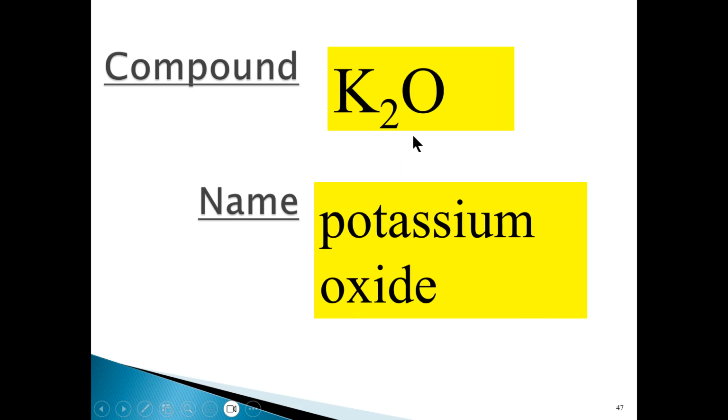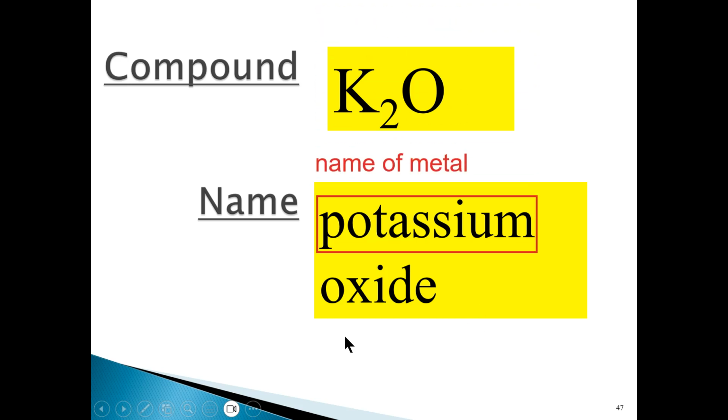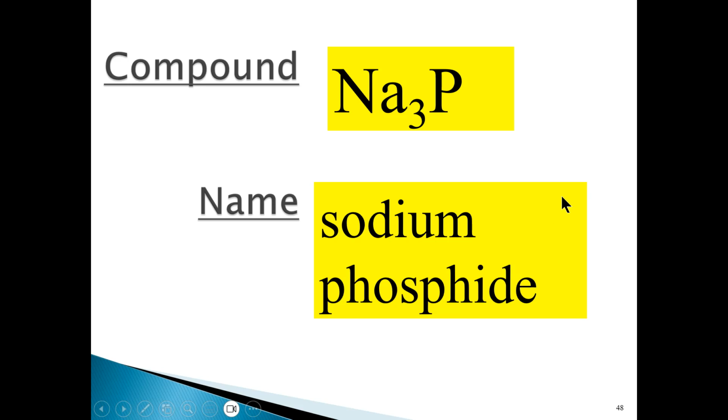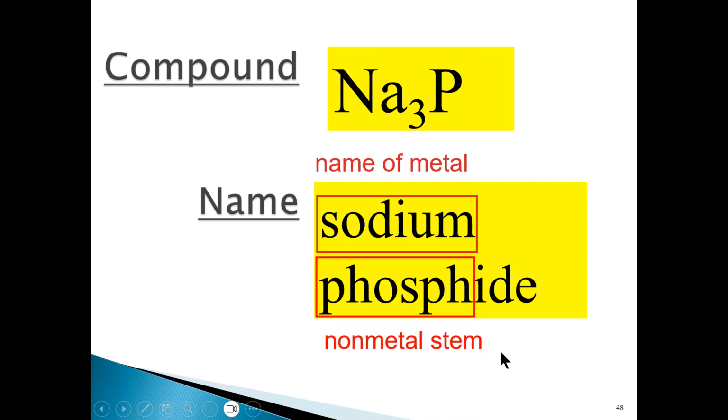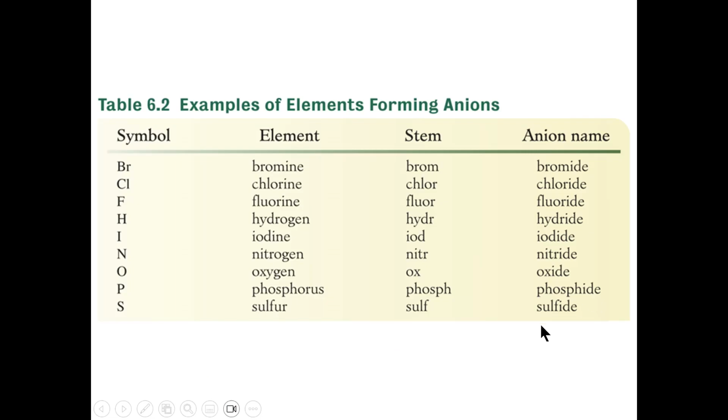Another example here, K2O. The name of the metal first, which is potassium, followed by the stem of the name of the nonmetal, which is oxygen, so we use ox as a stem, and then it ends with IDE. Here's another one, Na3P. The name of the metal first, which is sodium, then the stem of the name of the nonmetallic element, which is the phosph part of the name, and then the suffix, the ending, is IDE. So that's how we name binary ionic compounds of one type. We're going to talk about the other type shortly.